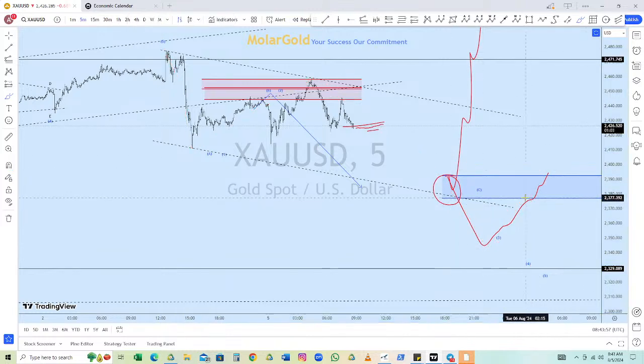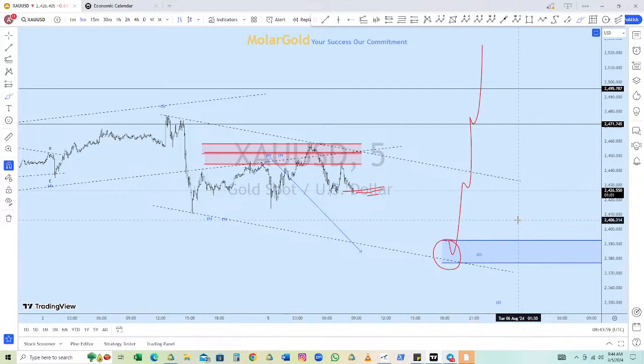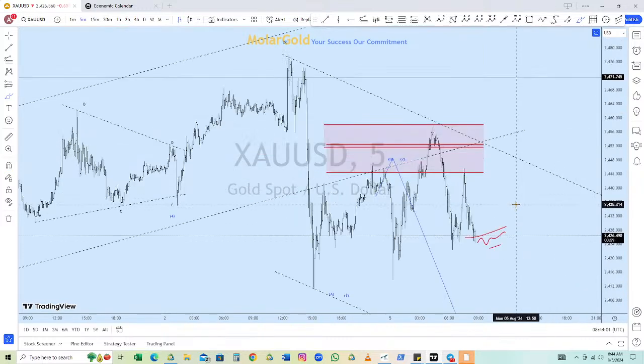So for now, guys, keep your eyes on the chart. Look at the charts, make your decisions, and don't be greedy with the market.